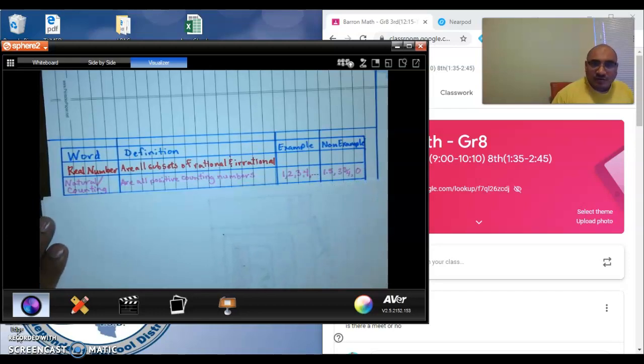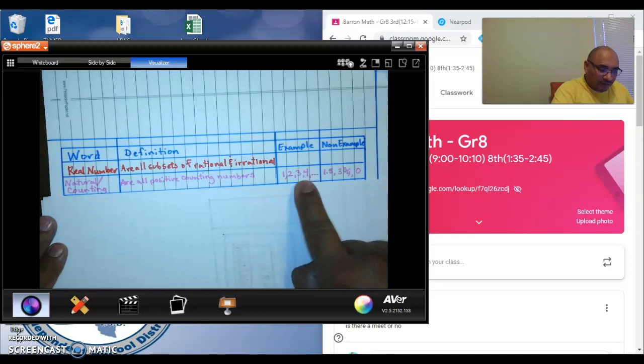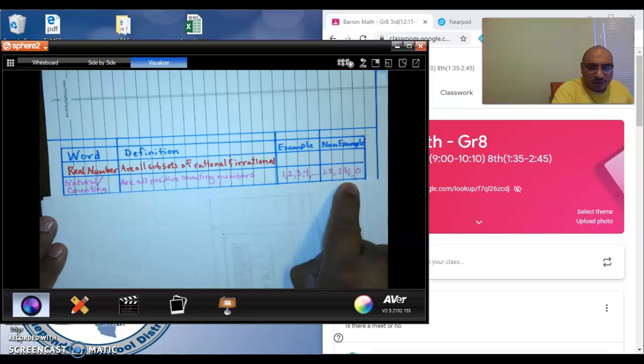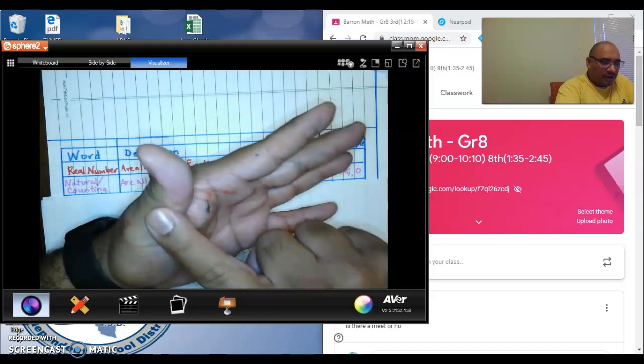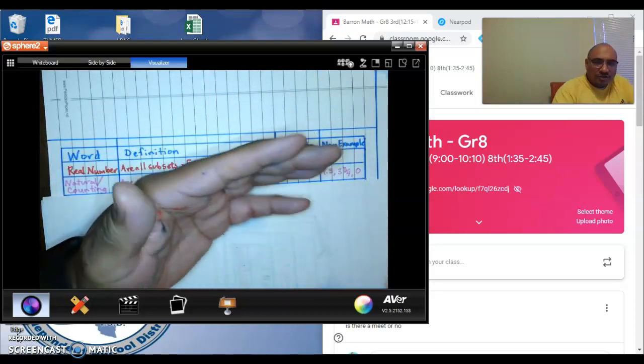Next, we have counting and natural numbers. They are one and the same. They are all the positive counting numbers, starting at 1. For example, 1, 2, 3, 4, going on all the way to infinity. As long as you can count them, 1, 2, 3, 4, so on and so forth, that is an example of a counting and natural number. A non-example is 1.5, 3 3/4, 0. Start off counting with your hands. 1, 2, 3, 4, 5. You cannot count decimals or fractions on your hand.